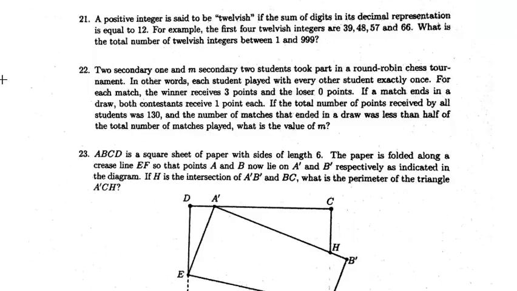SMO 2019 Junior Section First Round Problem number 21. A positive integer is said to be 12-ish if the sum of digits in its decimal representation is equal to 12. For example, the first four 12-ish integers are 39, 48, 57, and 66, because the sums of digits are 3 plus 9, 4 plus 8, 5 plus 7, 6 plus 6, each 12. What is the total number of 12-ish integers between 1 and 999?